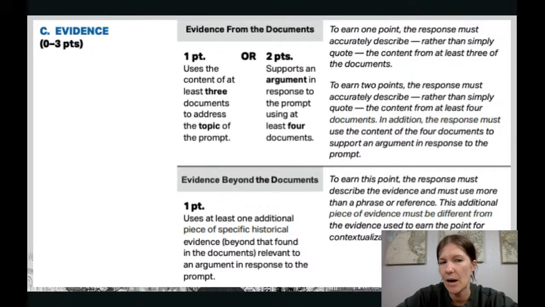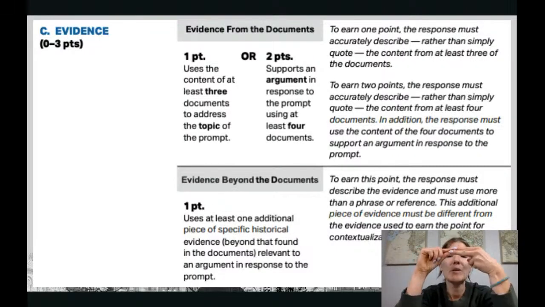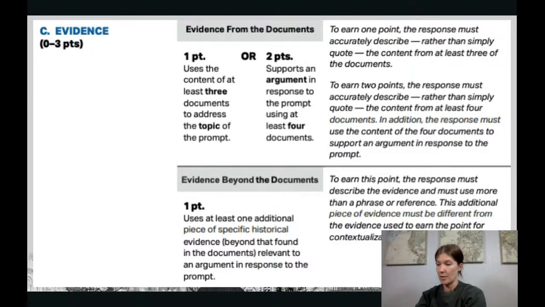So here's where our evidence points come from in your DBQ. If you use the content of 3 documents to address the topic of the prompt, you get a point. If you list some evidence from a document that is related to the prompt, that is 1 point. You are so much smarter than that. If you support an argument in response to the prompt using at least 4 documents, so you're not just listing evidence from the documents, but you are proving to me how that evidence is supporting whatever claim you are making, you get 2 points.